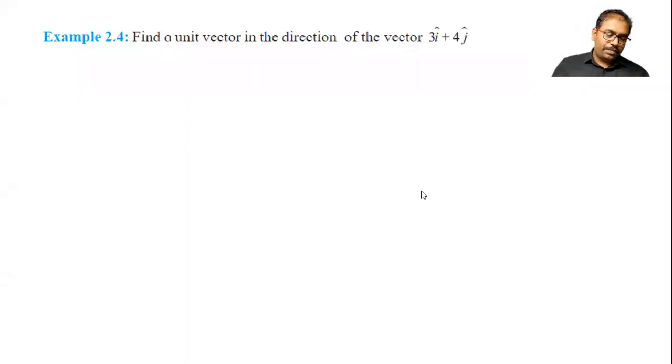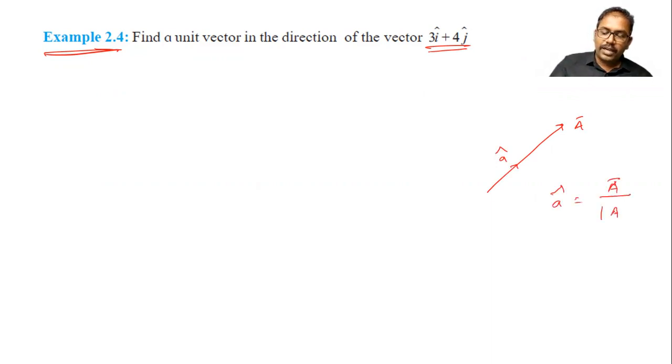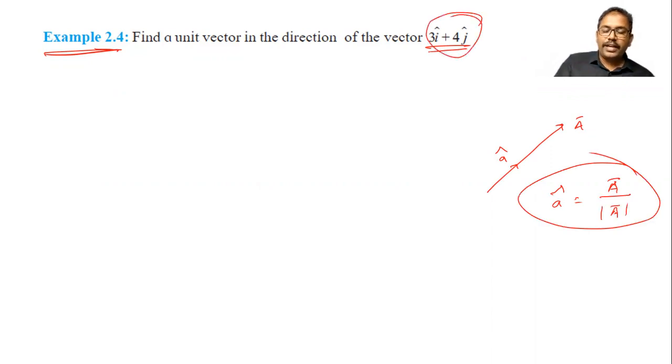Now you can see this question. Find the unit vector in the direction of this. If I consider this is a bar, the unit vector in the direction of a bar is a cap. Then a cap is the vector divided by the magnitude of that vector. So I consider this vector is c bar, and then we find the magnitude of that, and this vector divided by the magnitude is the unit vector.